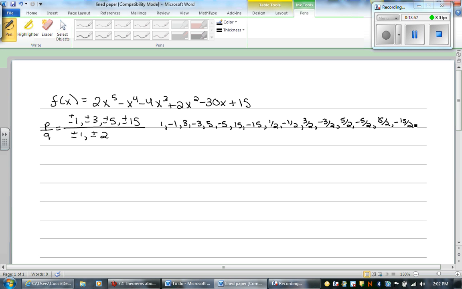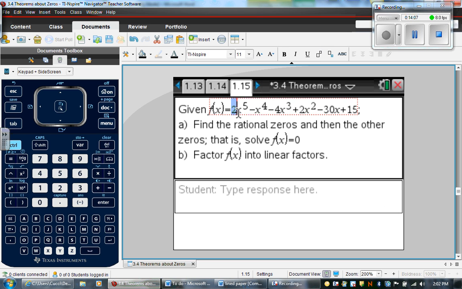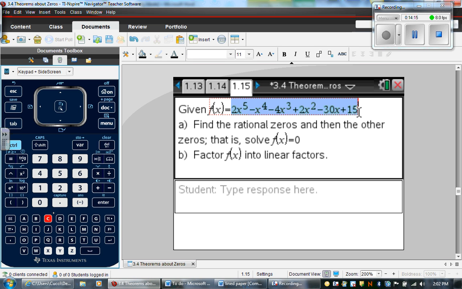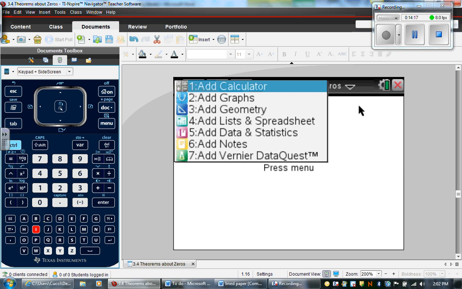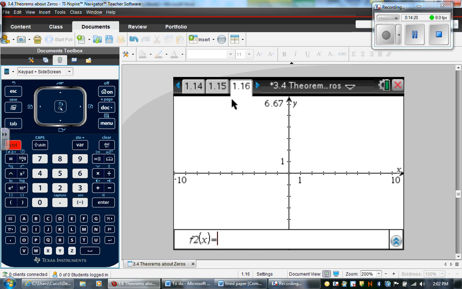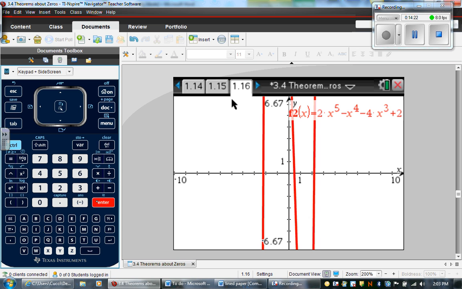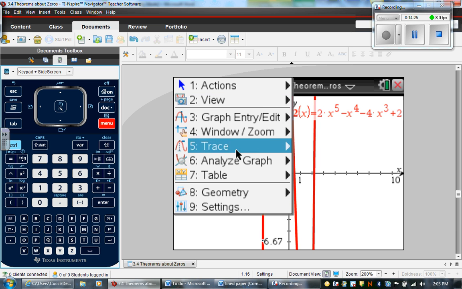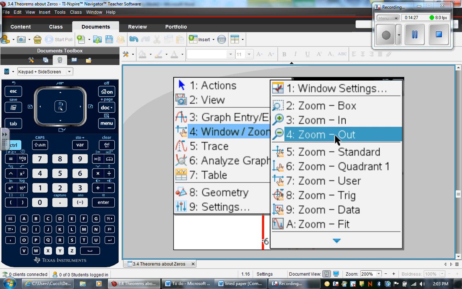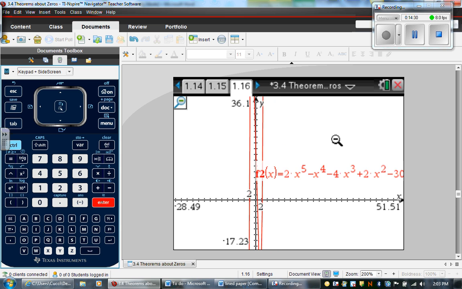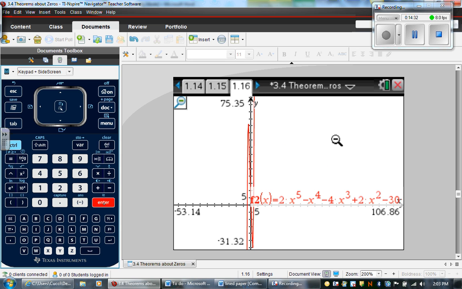Now again, we're not going to want to test all of those. So what we're going to do is we're going to graph it real quick just to get a general idea of what it looks like and what zeros I should test. Okay, so this is what I want to use. We're going to add a graph page. Put that in. Okay, and really it's not a pretty one, so I'm going to zoom out just to get a better idea, but it's kind of ugly.